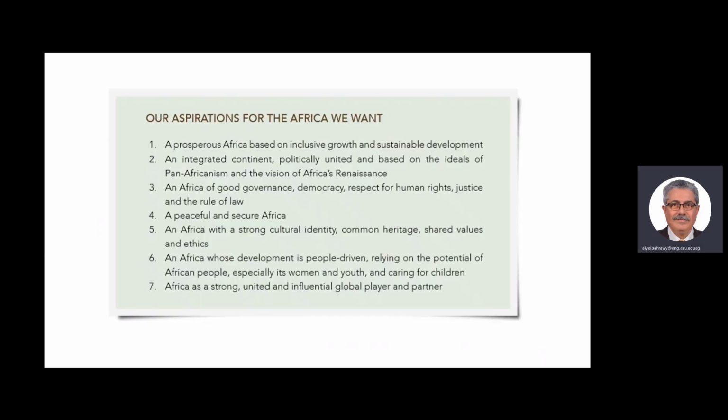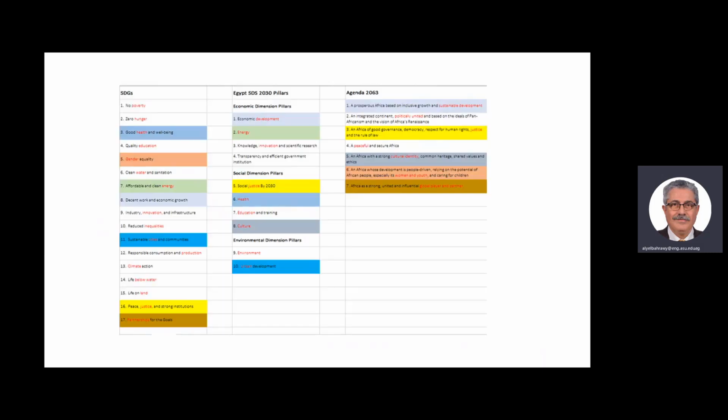Here, the articulation is different. Instead of having goals or dimensions or pillars, we have something called aspirations. And there are 7 aspirations articulated, as you can see here. They are very generic statements, and the document itself is not as structured as the SDGs or even the beautifully written agenda. I made this comparison to see the overlap between the subjects, because the 3 things, the SDGs, the strategy, and the agenda of Africa, have the same generic objectives. Therefore, I used color coding to show the overlap in areas of health, energy, justice, culture, and urban development.